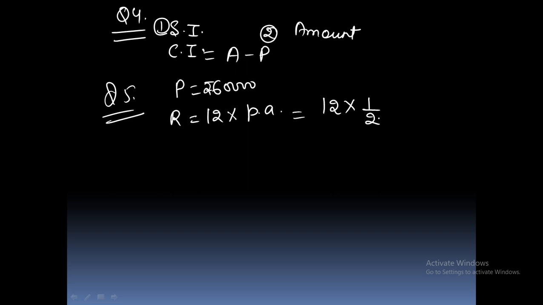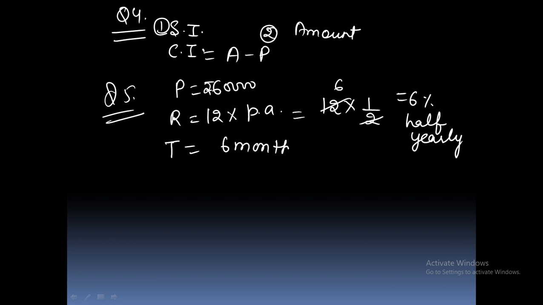12 multiply 1 by 2, you will get 6% half yearly. And the time that is given, what amount would he get after 6 months and after 1 year. After 6 months and after 1 year. Here we take time as 6 months. 6 months means 6 by 12, that is 1 by 2 year.